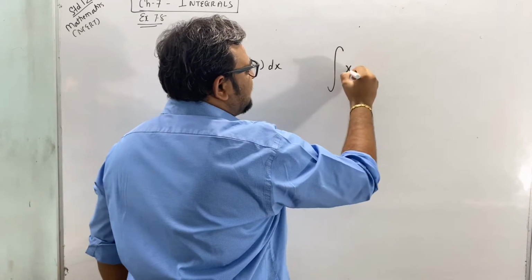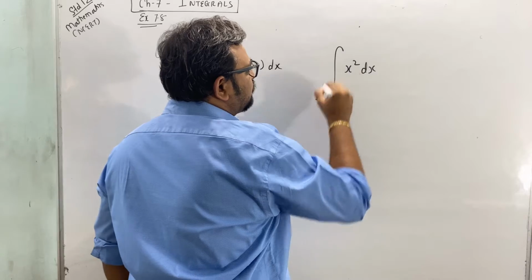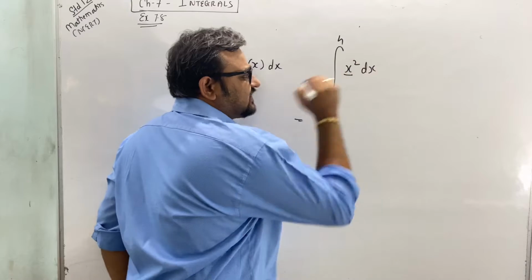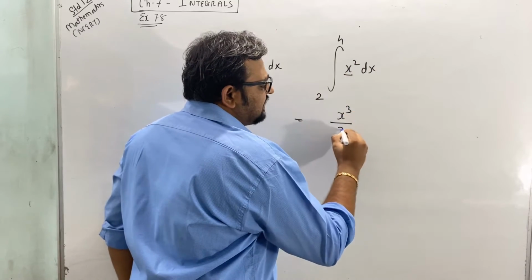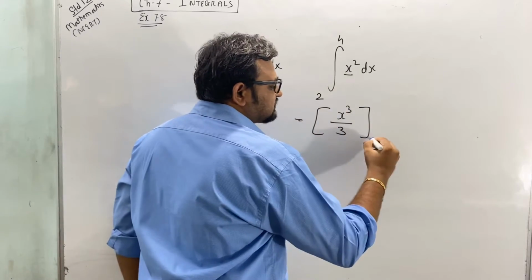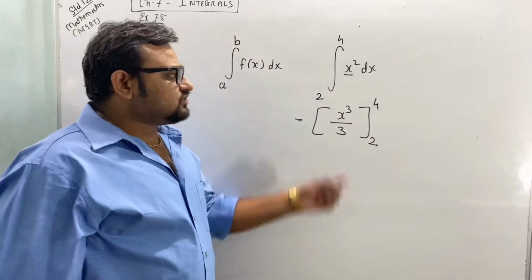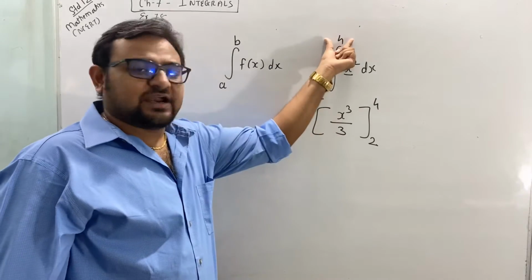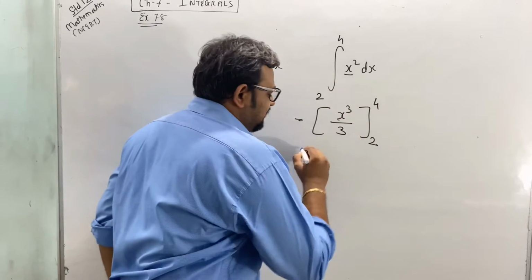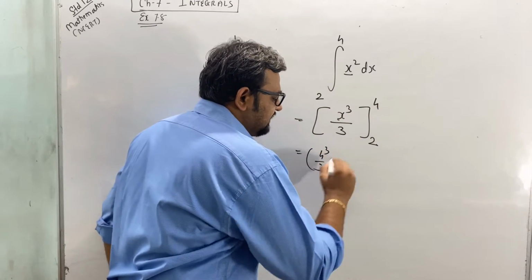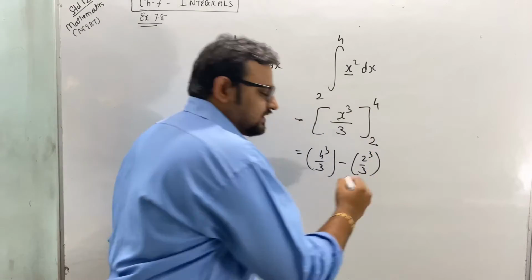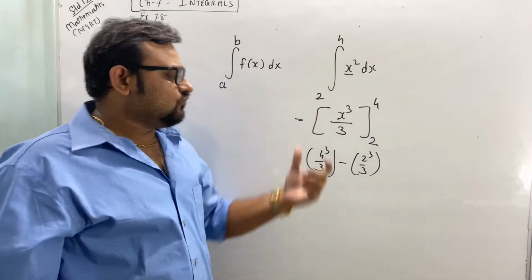Integral of x square dx from 2 to 4. In definite integration, what are we doing? Integration of x square is x cube by 3. Now we are not going to write plus c. It is from 2 to 4, so we start from 2 and end at 4. First I calculate till 4, putting the value 4 cube by 3, and then subtract the value till 2, 2 cube by 3.